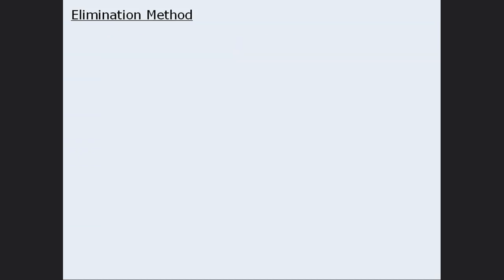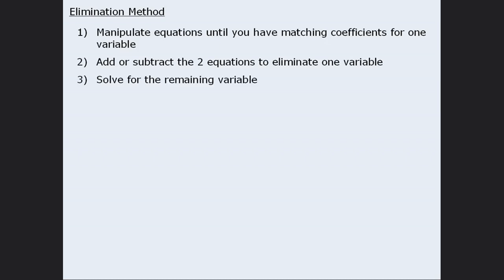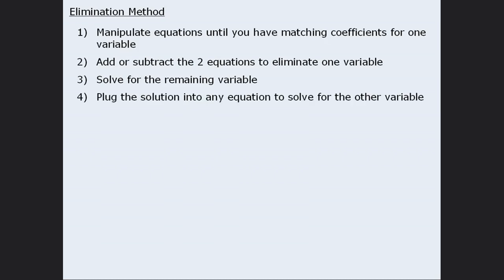Okay, let's summarize the steps involved in the elimination method. First, manipulate the equations until you have matching coefficients that will allow you to eliminate one variable. Then add or subtract the two equations to eliminate that variable. From here, solve for the remaining variable, and then plug the solution into any equation to solve for the other variable.